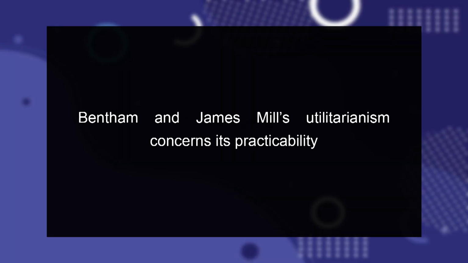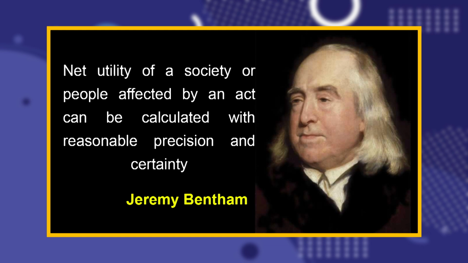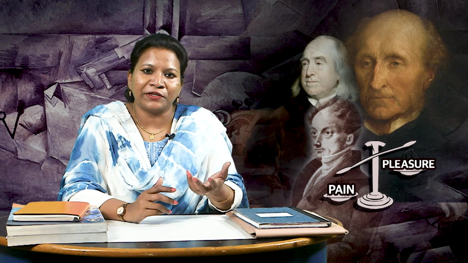A fourth criticism of Bentham and JS Mill's utilitarianism concerns its practicability. As noted earlier, Bentham believed that the net utility of a society or people affected by an act can be calculated with reasonable precision and certainty. This was in line with the optimistic scientific spirit among Western philosophers in the 19th century, many of whom believed that they could scientifically study human societies. This optimism eventually turned out to be an exaggeration, and today there is a greater recognition of the limitations of objective studies of human societies.